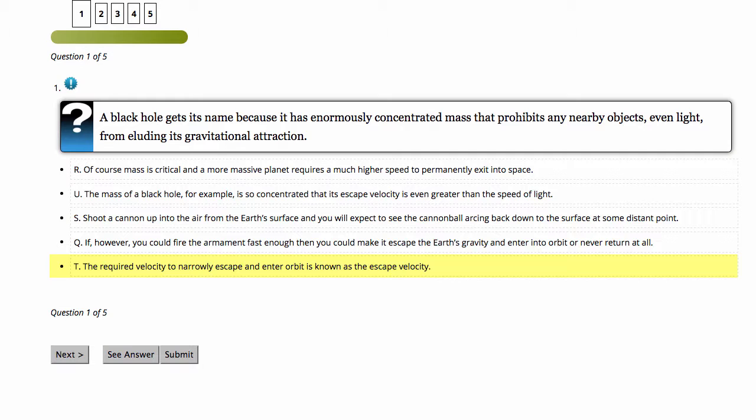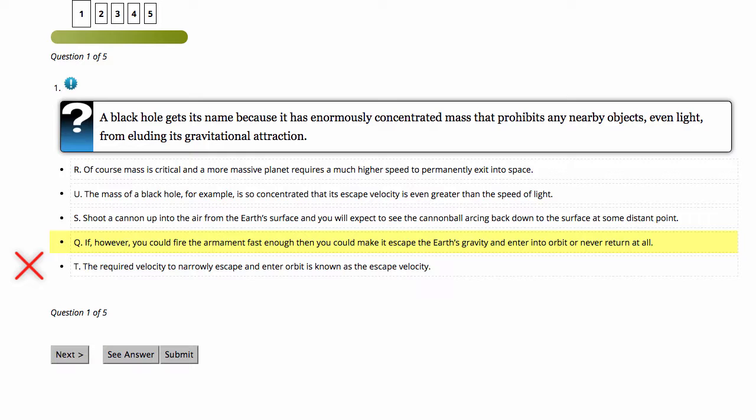T: the required velocity to narrowly escape and enter orbit is known as the escape velocity. So right here my question is, what required velocity? The first topic sentence doesn't really talk about a velocity per se, so I can eliminate T. Often we see the subject or the object, which is not presented in the preceding sentence or sentences, and can therefore be eliminated. Let's move on to Q.